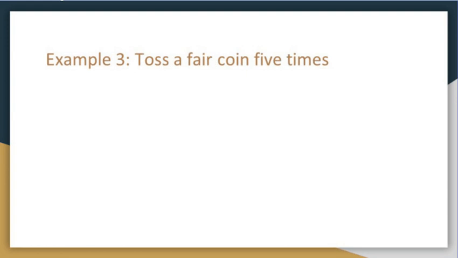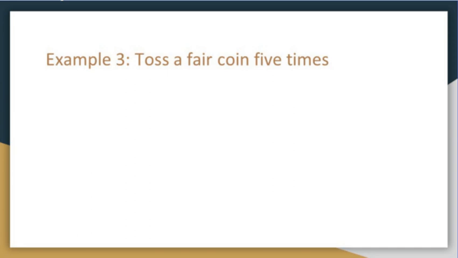All right, example number 3. We're going to toss a fair coin 5 times, and we'll say that heads is a success. So this is a binomial experiment, and then we just need to figure out what N, P, and Q would be equal to.